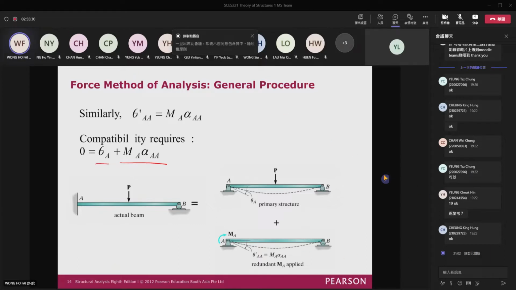So theta A, this one is known. You can use the so-called virtual work method, or you can use the conjugate beam method to find the rotation. And alpha AA, again, this is known. With alpha AA known and theta A known, you can find MA. After finding one redundant support reaction, you can use the equilibrium equations to find the remaining answers.